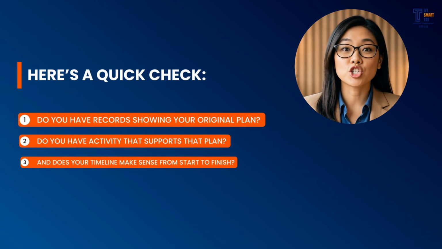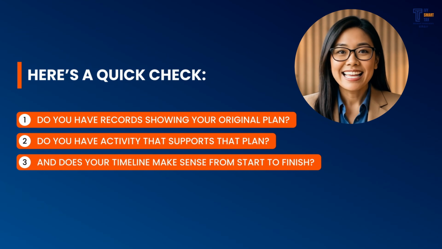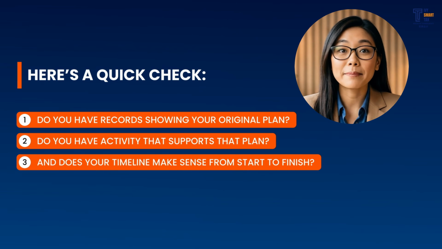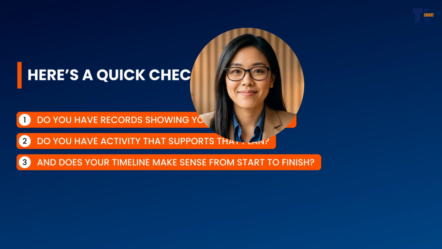At this point, everything comes down to one thing: proof. In tax, intent alone is not enough. If you can't show it, the IRS won't rely on it. So here's a quick check: do you have records showing your original plan? Do you have activity that supports that plan? And does your timeline make sense from start to finish?